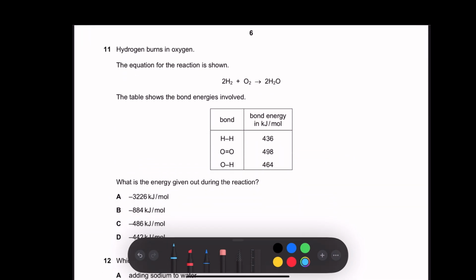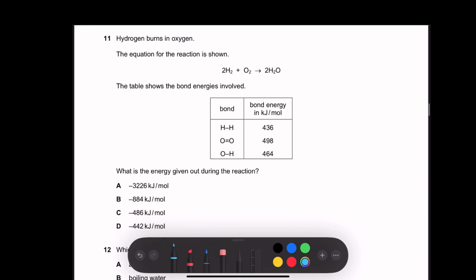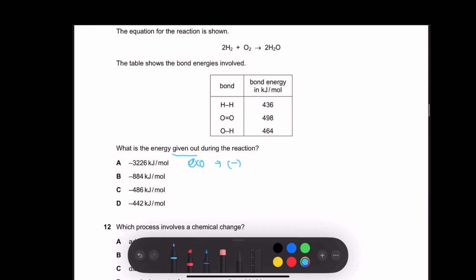Question 11. Hydrogen burns in oxygen. The equation is shown. The table shows bond energies. What is the energy given out during the reaction? So energy given out means it's exothermic, which automatically means that the sign is going to be negative, and all of the options are in negative.